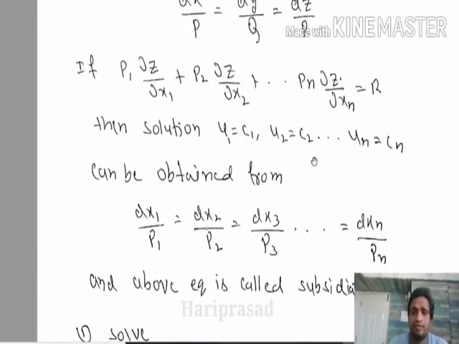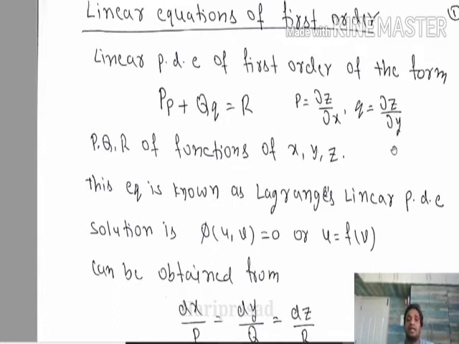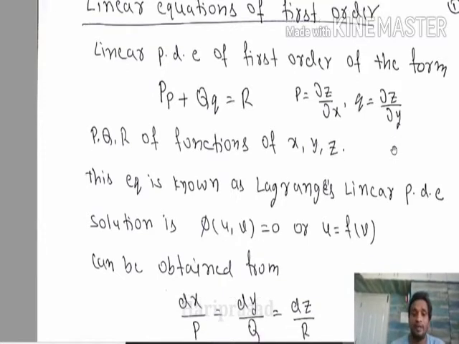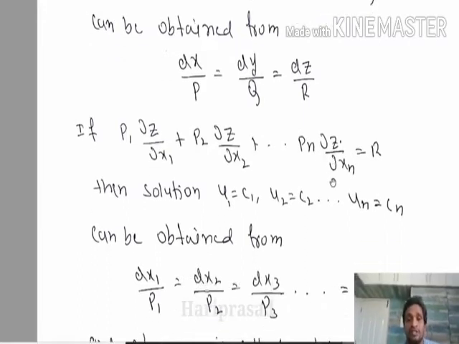Now here we have only two values, that is p and q. p is dou z by dou x, q is dou z by dou y. That means we have only two independent variables, x and y, for the dependent variable z. Now suppose we have n number of independent variables, x1, x2, so on, xn, and the dependent variable is z. So how do we solve the linear partial differential equation of this type?